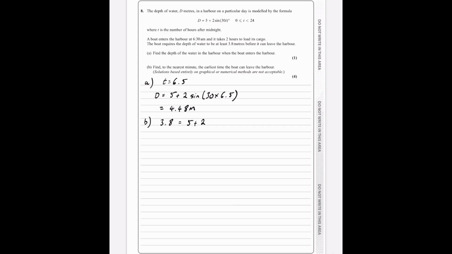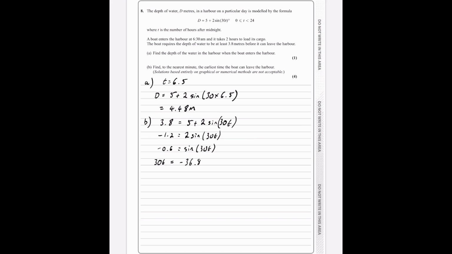Okay, for B, we want the depth to be at least 3.8 meters, so I'm going to substitute D for 3.8 and solve the equation. To solve that equation, I'm subtracting 5 from both sides, then dividing both sides by 2. And then lastly, doing inverse sine of negative 0.6 gives me my first solution, which is negative 36.87.